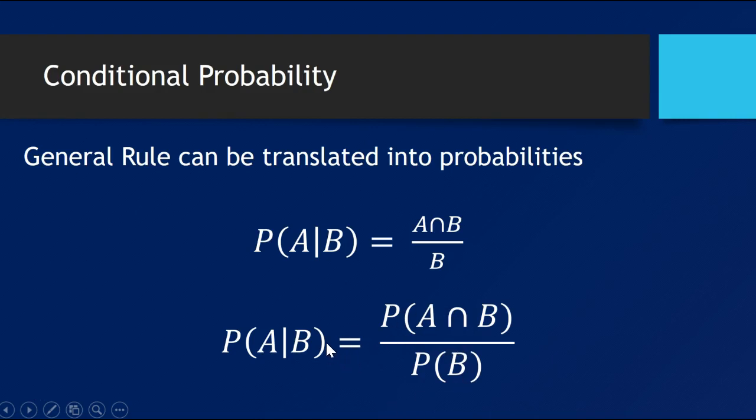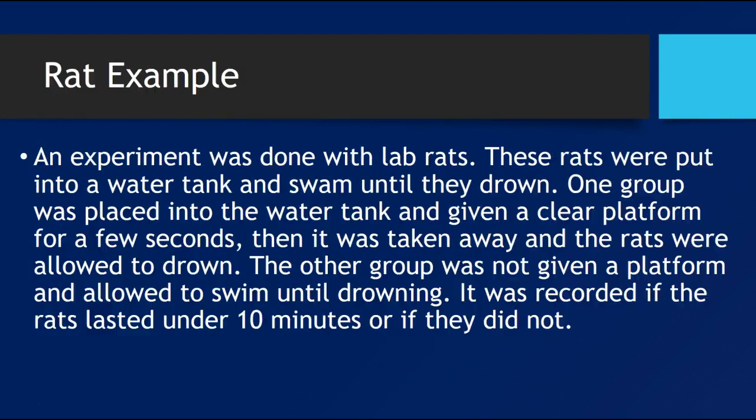Again, some people will write this as a multiplication rule. They'll take the probability of B and multiply it on the left-hand side, and get rid of dividing it on the right-hand side. So, basic algebra: that probability rule, that division rule, is also a multiplication rule. So let's see how we do this. Let's take an example done with lab rats.